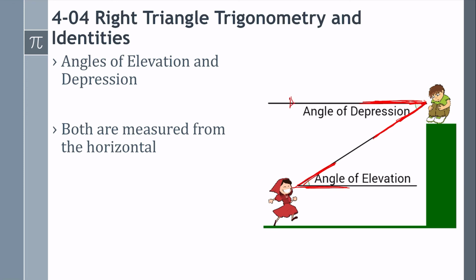Since the horizontal is parallel to the horizontal, since they're both measured to horizontal, the angle of depression and angle of elevation are alternate interior angles. And from geometry, you know the alternate interior angles are congruent. So if you need to find the angle of depression, but it's easier to find the angle of elevation, they're the same thing. Not exactly the same thing, but they're the same value.